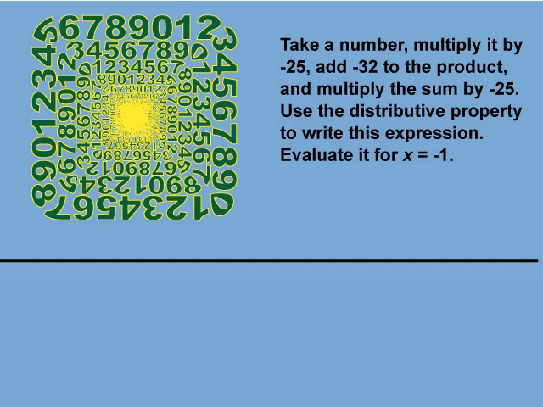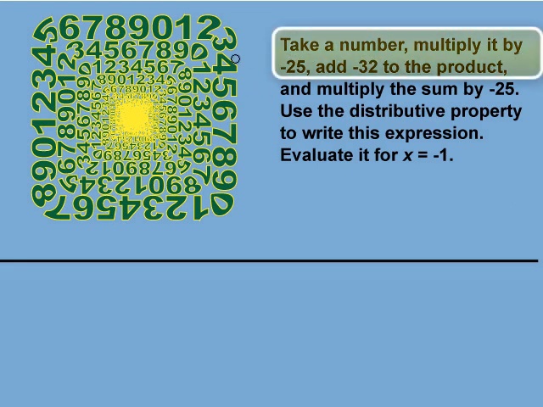Take a number, multiply it by -25, add -32 to the product, and multiply the sum by -25. Use the distributive property to write the expression. Evaluate it for x equals -1. This is a final example of converting words into an algebraic expression. Let's start with this part.